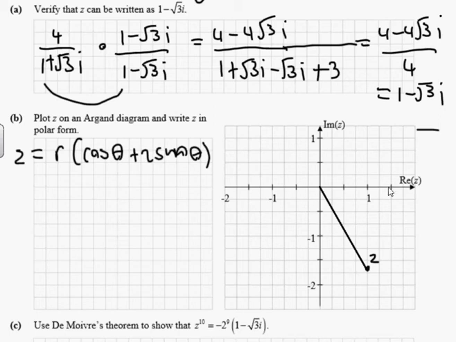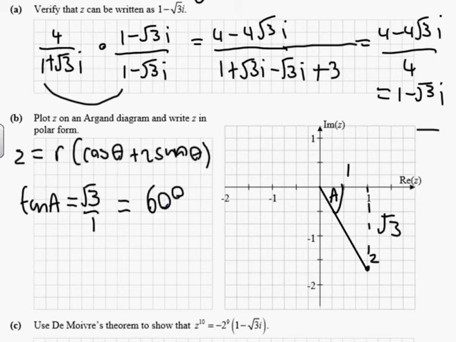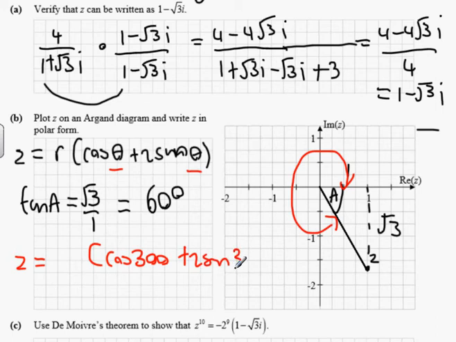Now, what I can do here is I'm just going to get this angle here. So what is that angle? It's root 3 here and 1 across. That's angle A. Tan A equals root 3 over 1. Is it 60? Yeah. 60 degrees. Remember, when we're talking about these angles, we're talking about it in an anti-clockwise direction. What does that make the angle theta? 300. Z equals cos 300 plus i sine 300.